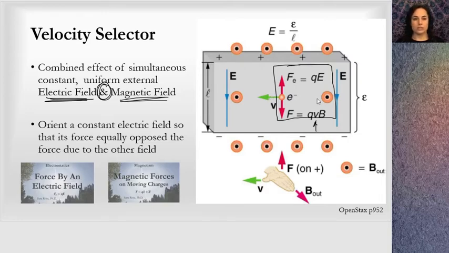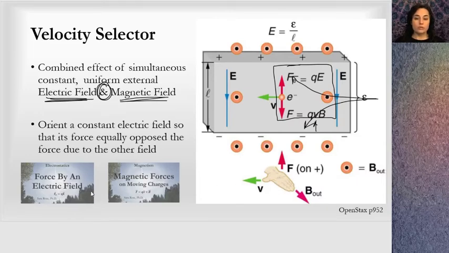Very interestingly, if they don't move fast enough, the electric field will dominate, and if they move too fast, the magnetic field will dominate, and if they move just right, they will move straight through. So that's the idea. You can see the right-hand rule here. You may be asked to do this in different situations.